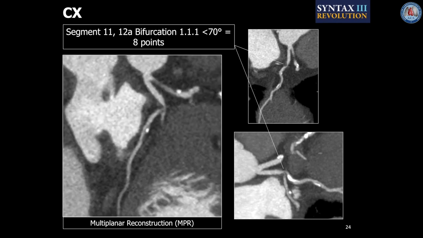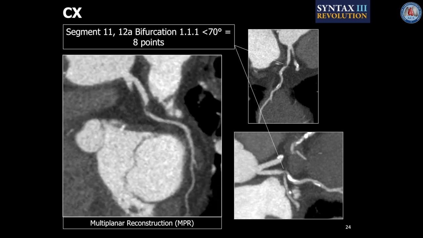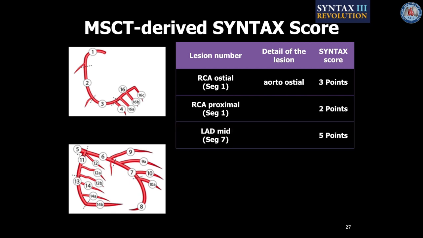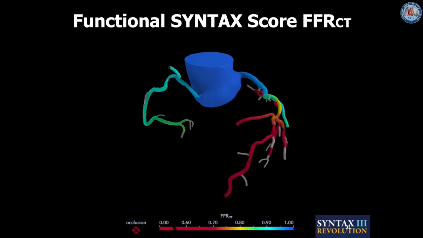That's with 70 degrees between the two legs. So finally, we give 8 points for this lesion. So if you look at the multi-slice CT scan derived SYNTAX score, 3 points for the right, 2 points for the proximal right, 5 points for the LAD mid, because it's a long lesion, 6 points circumflex, 8 points, in total 24 points. Then we give to the Heart Team B, the functional SYNTAX score, FFRCT.